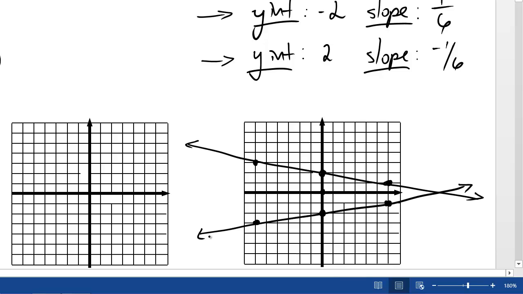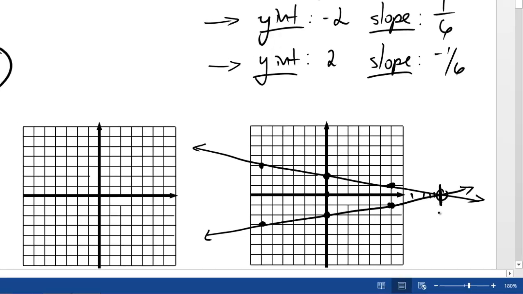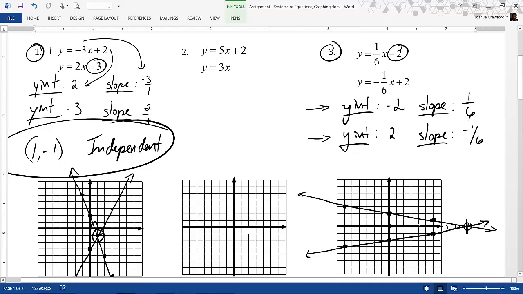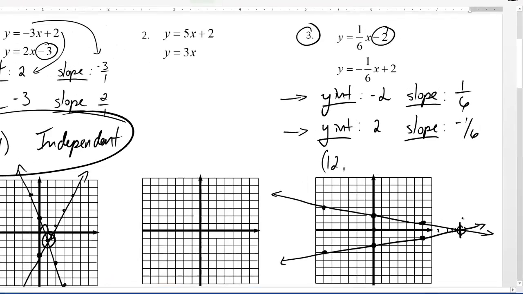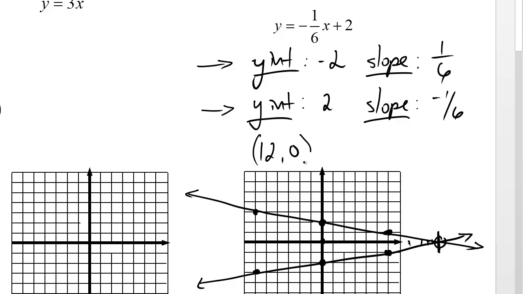Now we need to find the intersection, which is way over here. So we need to find that next point, and let's go ahead and use our second line. From this point here, we'll go down 1 and right 6. 1, 2, 3, 4, 5, 6. So that point will be at 12, and then we didn't go up or down, so 12, 0 is your solution. And since there's only one solution, it's independent.